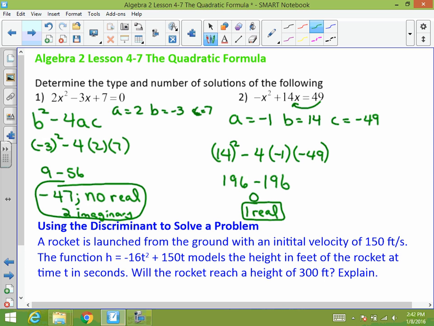Okay. If b squared minus 4ac is less than 0, two imaginary solutions. B squared minus 4ac equals 0, one real. B squared minus 4ac is greater than 0, two real.